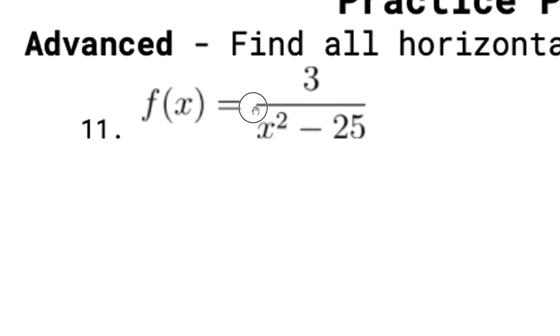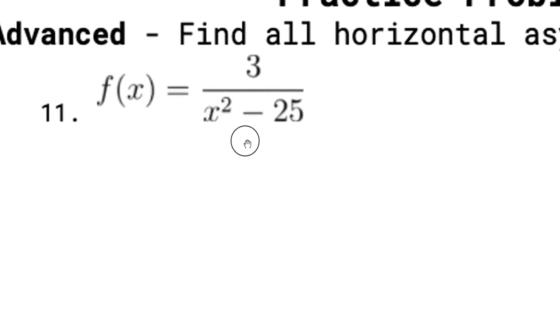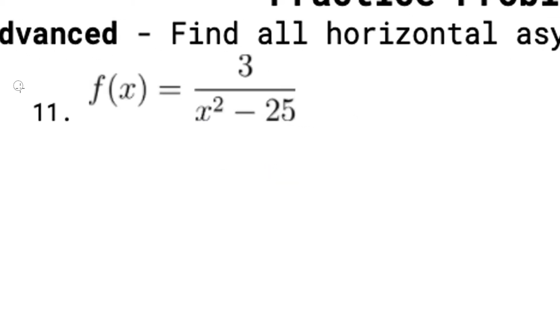So right away with 11, you can see the degree on the top is 0 and the degree on the bottom is 2. Because there is a higher power on the bottom, this is automatically going to end up being 0 for the horizontal asymptote. Now, that was very conceptual compared to breaking it down algebraically. So I'm actually going to do that right now.